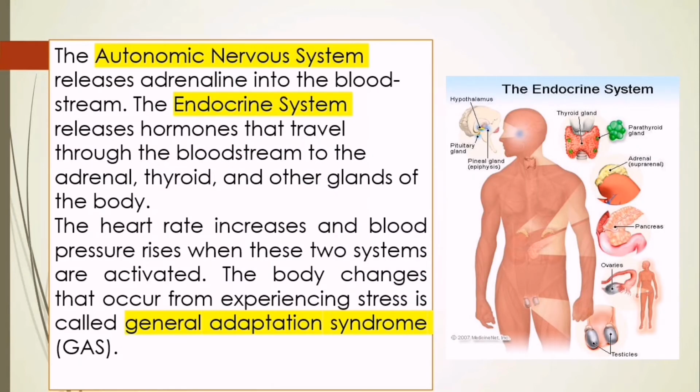The autonomic nervous system releases adrenaline into the bloodstream. The endocrine system releases hormones that travel through the bloodstream to the adrenal, thyroid, and other glands of the body. The heart rate increases and blood pressure rises when these two systems are activated. The body changes that occur from experiencing stress is called general adaptation syndrome.